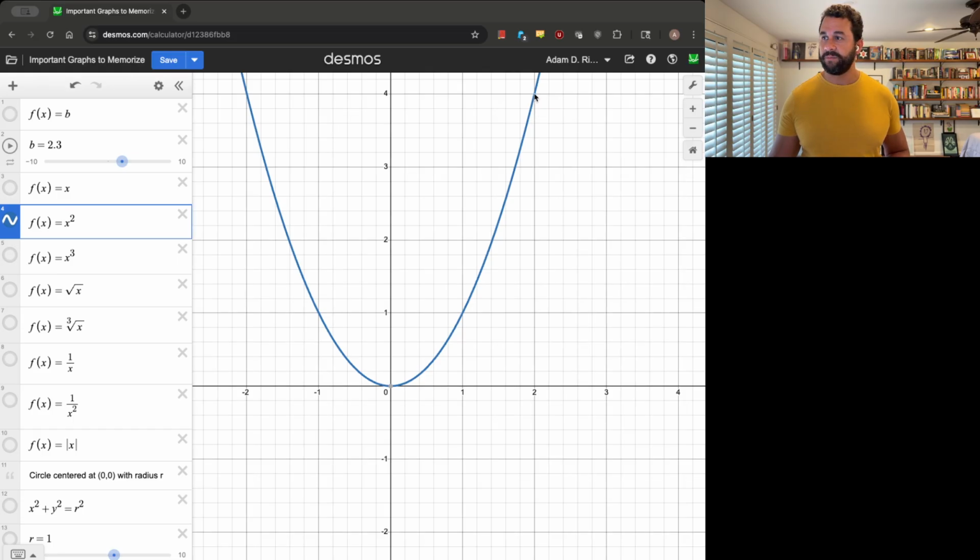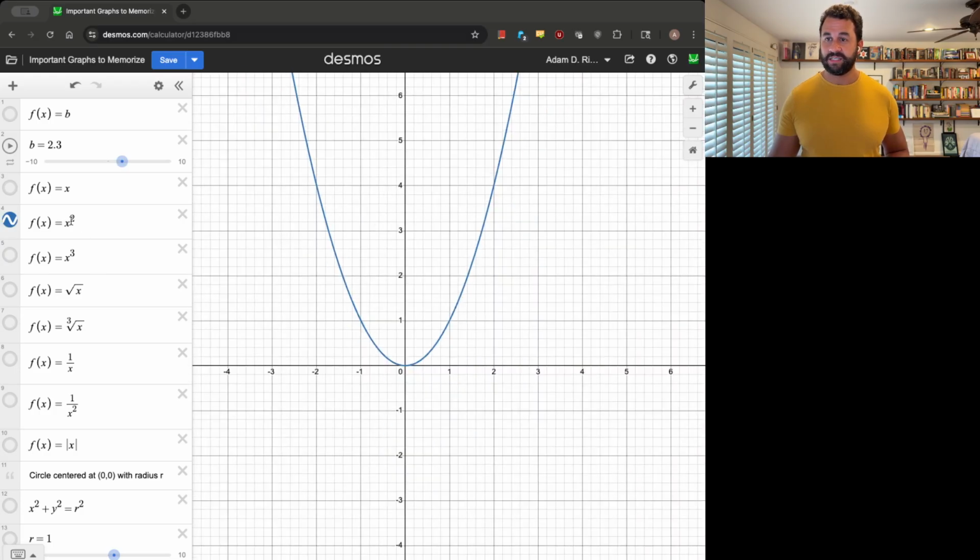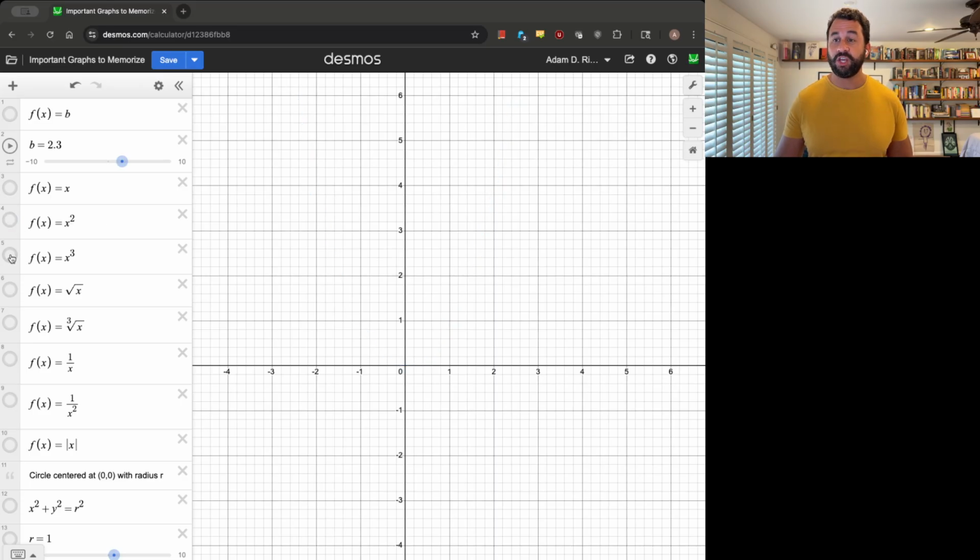2 squared is 4. Let's look at some negative values. Negative 1 squared is 1. Negative 2 squared is 4. Come here, there it is. Negative 2 squared is 4, right? Remember, because a negative times a negative gives you a positive. So negative 2 times negative 2 is positive 4. So this is a graph you want to have memorized. This is the graph of x squared. We're going to see it a lot, and we're going to use it a lot when we get into more complicated functions.